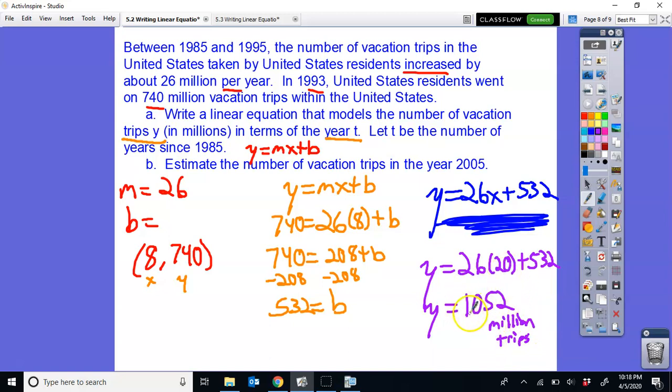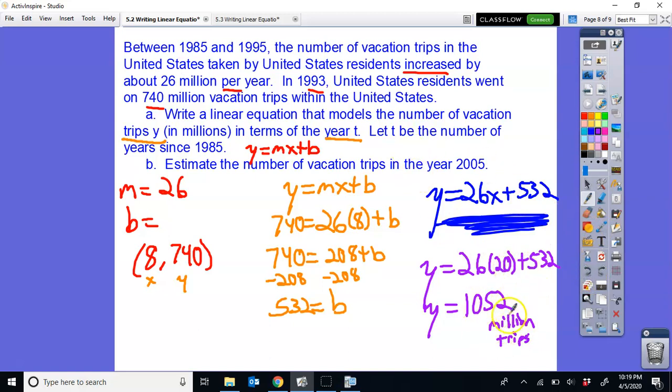But one thing to think about here too, as we look at this 20 years down the road that we're using this equation, remember, you got to be careful. Like I said, it can be used to make predictions, but you do have to be a little careful because it says between 85 and 95, the trips were increasing this much per year, 26 million a year. That doesn't really mean that it's going to keep doing that to 2005.